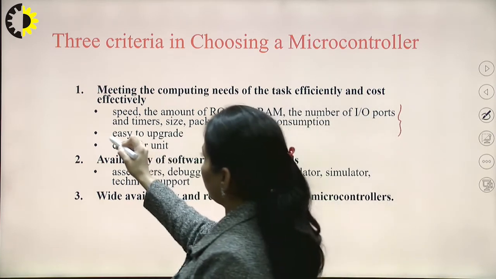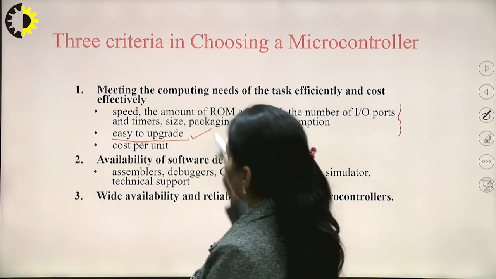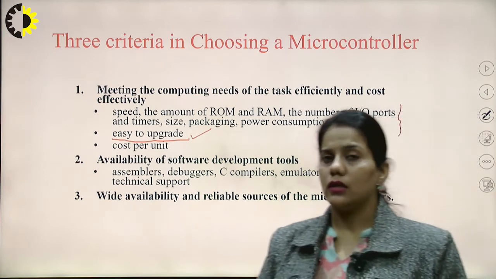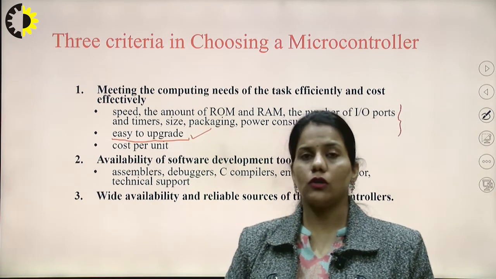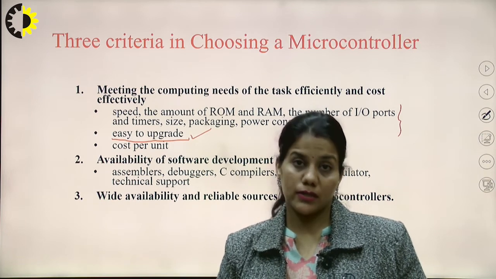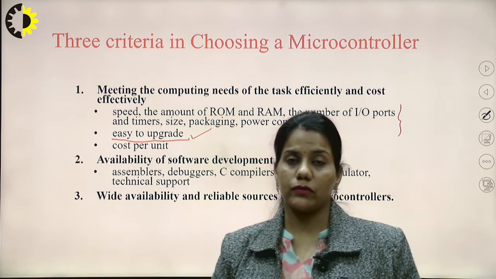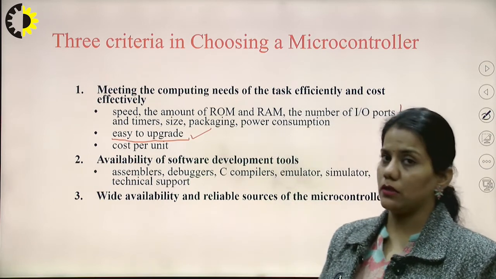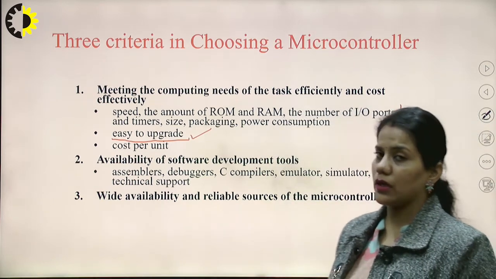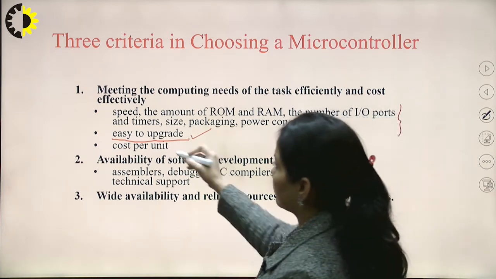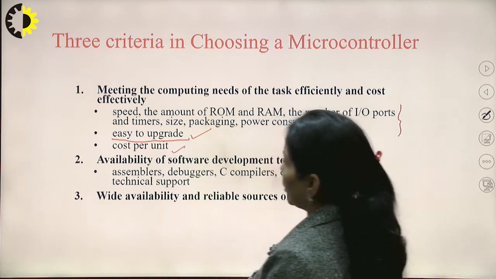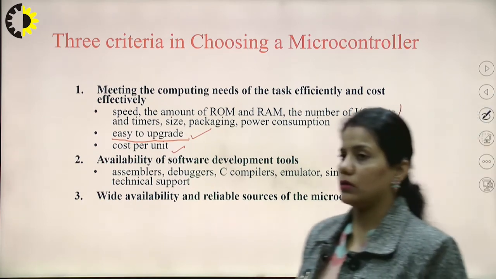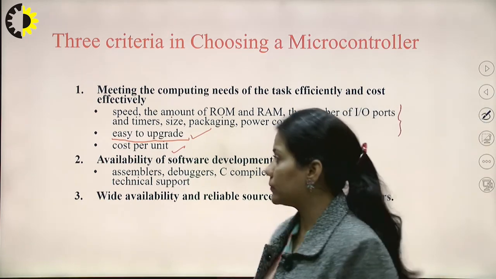Next very important point is that it should be easy to upgrade the microcontroller. That is, if the programming has been done for a certain microcontroller, and if you want to upgrade your device by replacing the microcontroller with a higher available version, then that compatibility should be there, so that there is no need to make any changes in the programming. Next important point is the cost per unit. This is a very important factor when manufacturing in bulk.